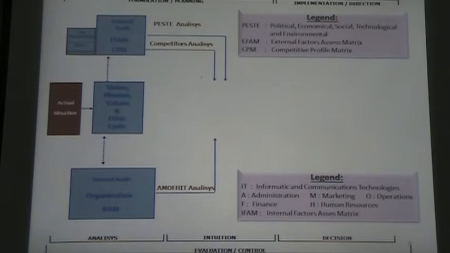Here the same. When I prepare a PEST analysis or a competitors analysis or this kind of matrix, I will obtain information about my competitors, about the environment. I will obtain objective information, but in other cases I will not obtain all the information that I need, and then I must apply intuition to fill the gaps.